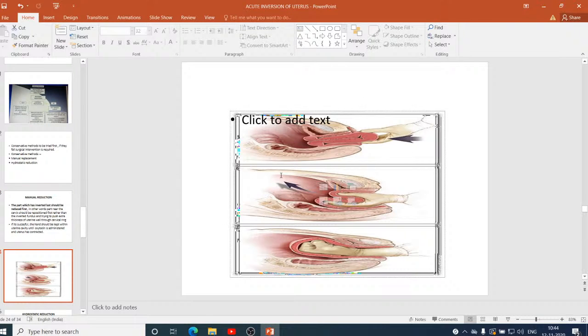In the manual reduction, you can see either grasp the prominent part of the uterus which is outside the vagina, or make a fist and hold it, and then through the cervix you put it to its normal position, with the other hand on the abdomen to guide that you are placing it in the proper position.